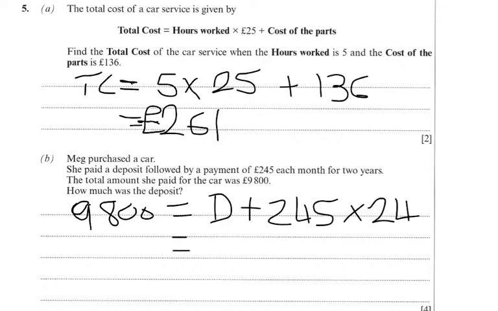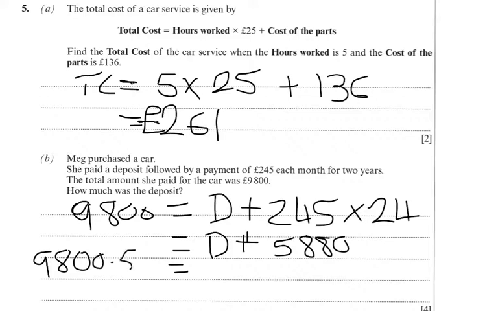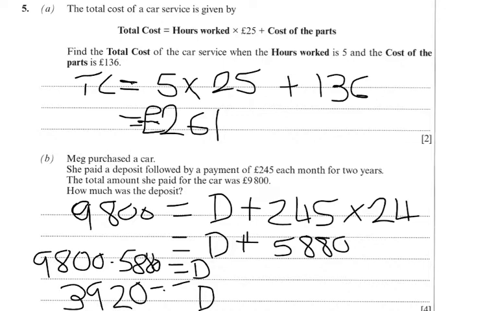So in this question, what we're going to have to do is work out what 245 times 24 is first. So when you do that on your calculator, you'll get 5,880. So the deposit is going to be 9,800 subtract 5,880. And when you do that, you get deposit equals, oh, didn't get my equal sign very well in the right place. So that equals, deposit is 3,920. 4 marks for that one.